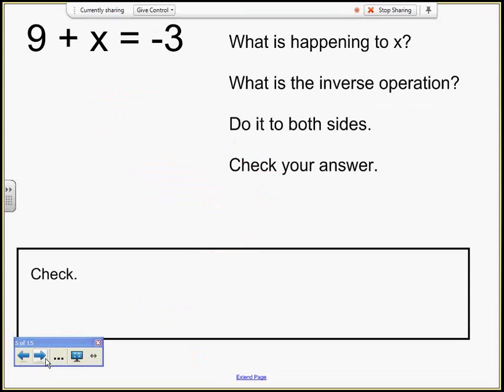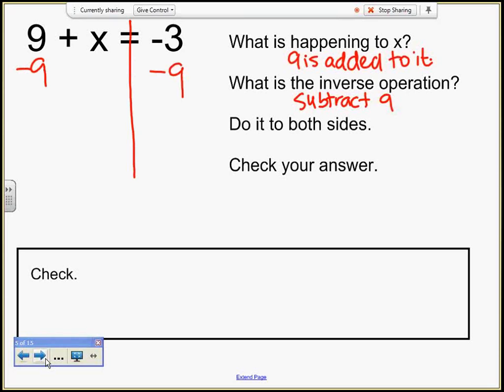Okay, let's try this one. Let's look at this equation, and my question is, is x isolated? No, it's not. So what is happening to x right here? Well, 9 is added to it. What's the inverse operation of adding 9? I'm going to subtract 9. So let's do it to both sides. I'm going to subtract 9. I'm going to subtract 9. Draw that line to keep things in balance.